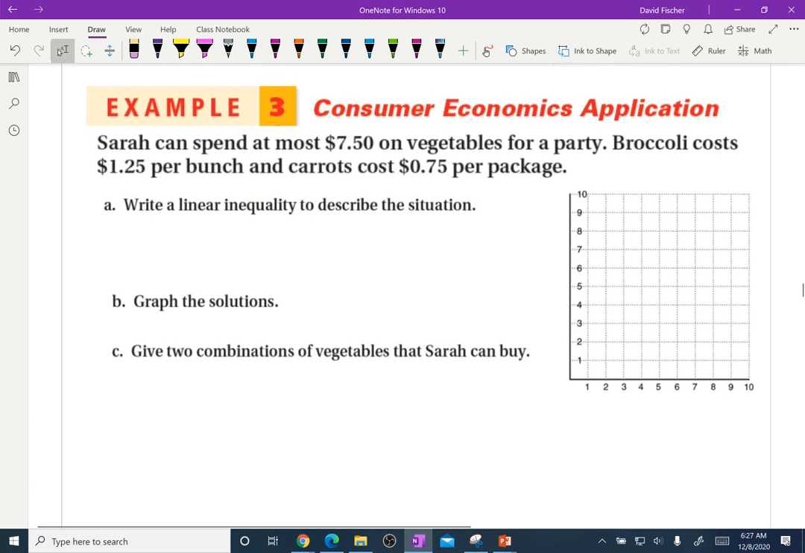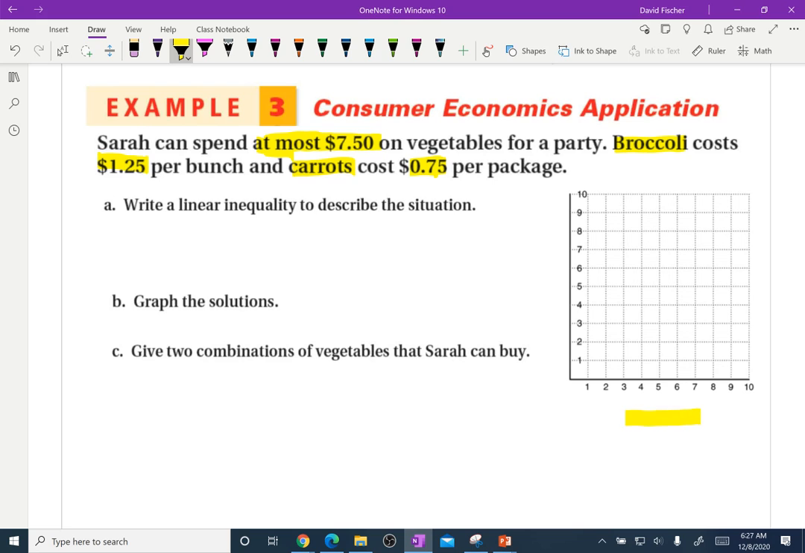All right. So on this one here, Sarah can spend at most $7.50. So that's pretty important. There's her total on vegetables for a party. She said broccoli costs $1.25 a bunch, and carrots cost 75 cents a bunch per package. So now we have to make a decision. We have to label it so we know who to call X and who to call Y.